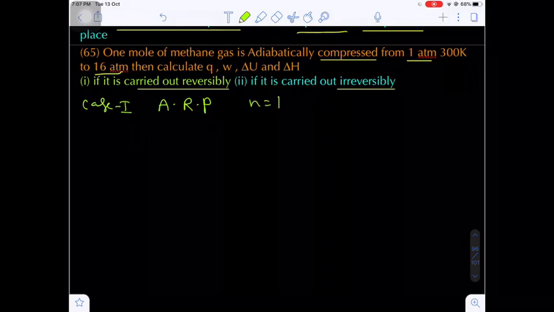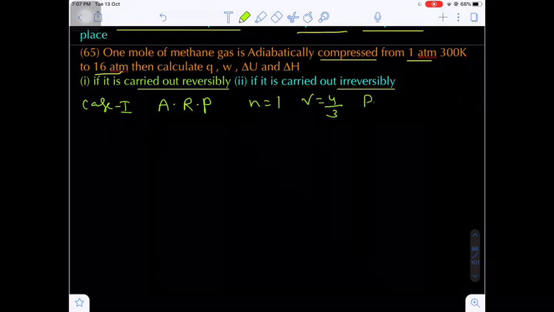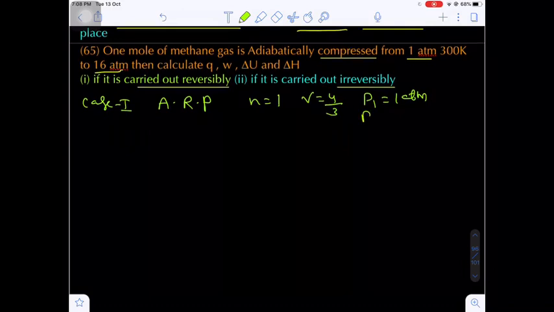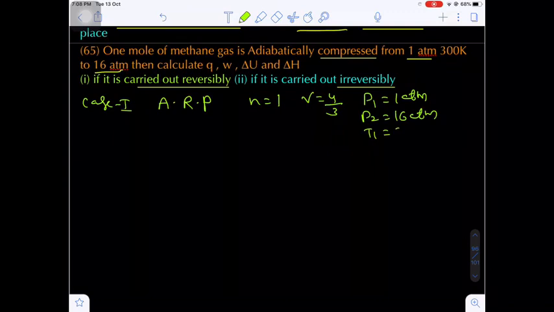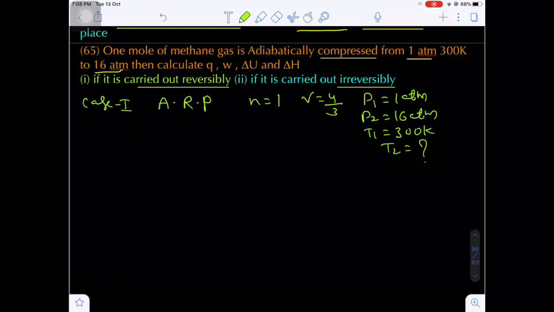How many moles of ideal gas are given? 1 mole. Gamma value is 4/3. What is the initial pressure? 1 atm. In the previous question it was 16 atm, but here it is 1 atm. And the final pressure will be 16 atm. And the initial temperature will be 300 Kelvin. Do you know the final temperature? No. So we have to find the final temperature.